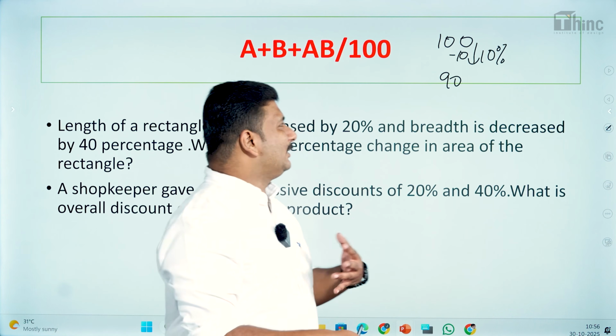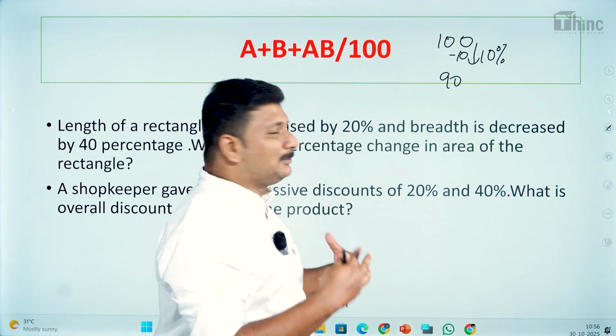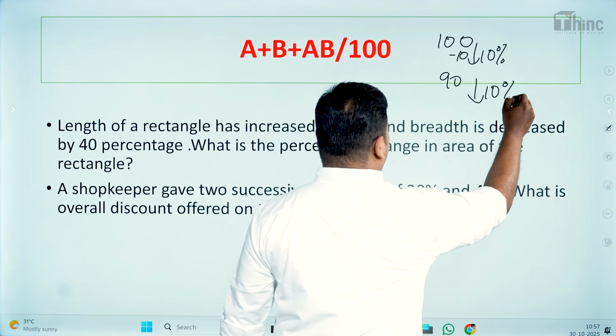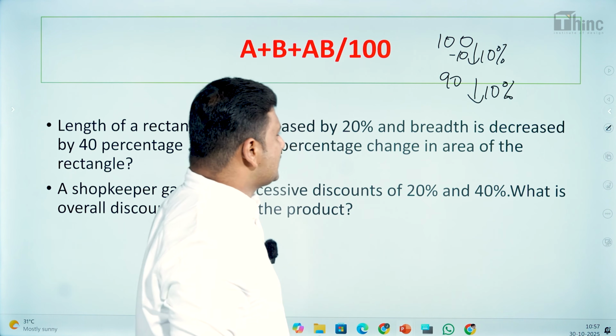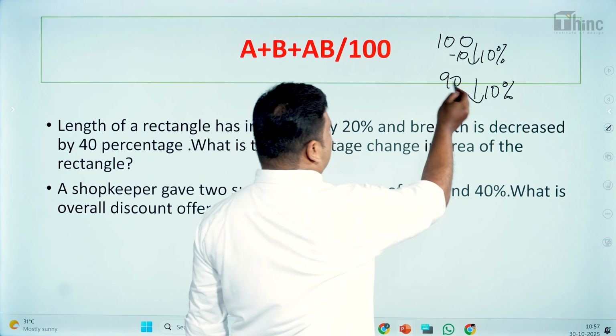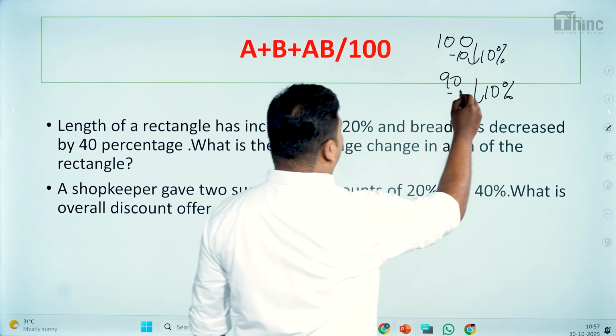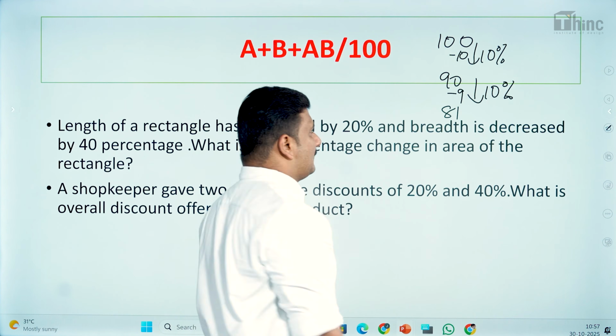Now imagine you are at the billing counter and the person there is giving you an additional 10% discount on the billing amount. So on 90 he is again giving a 10% discount. So what is 10% of 90? Again, just put a point to the left. So 10% of 90 is 9. 90 is reduced by 9 and it becomes 81, right?